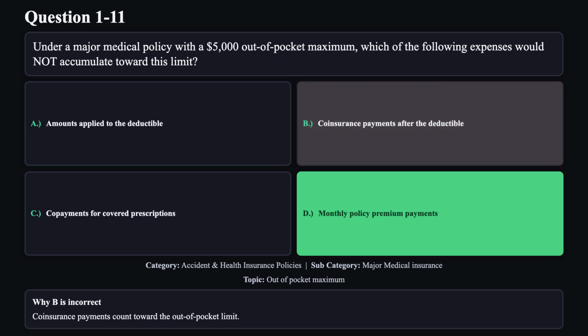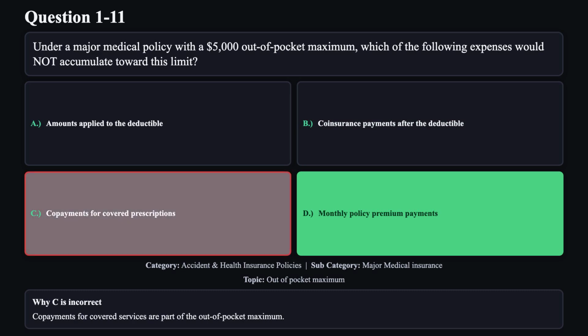Reason B is not correct. Coinsurance payments count toward the out-of-pocket limit. Reason C is not correct. Co-payments for covered services are part of the out-of-pocket maximum.